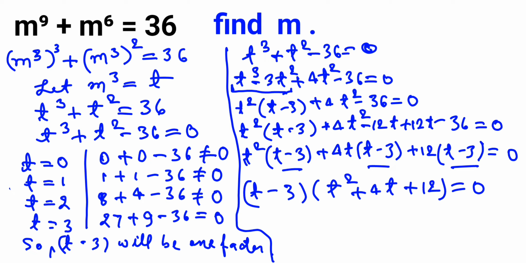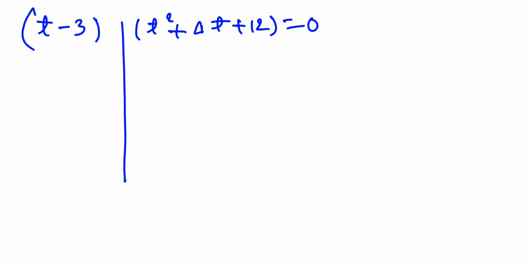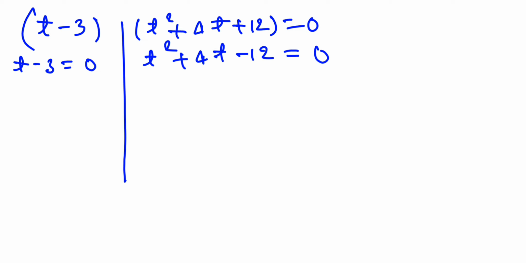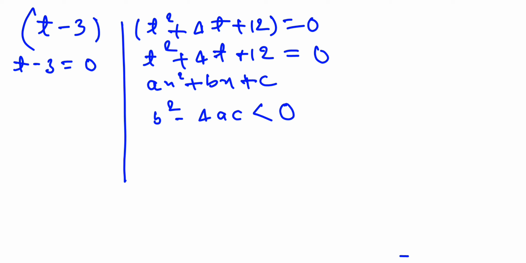Move to next page. We have two equations, t minus 3 is equal to 0, and t square plus 4t plus 12 is equal to 0. We can see t square plus 4t plus 12 is equal to 0 is a quadratic equation in the form of ax square plus bx plus c. Here b square minus 4ac is less than 0, means the roots are complex.